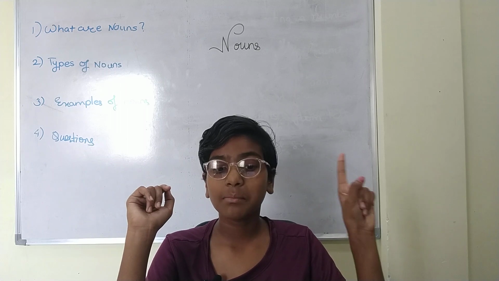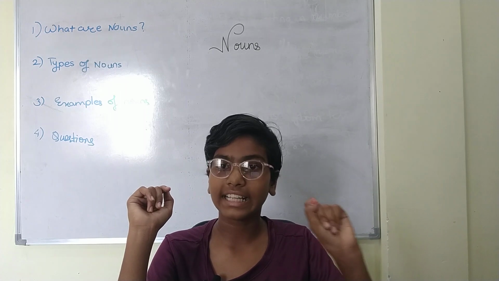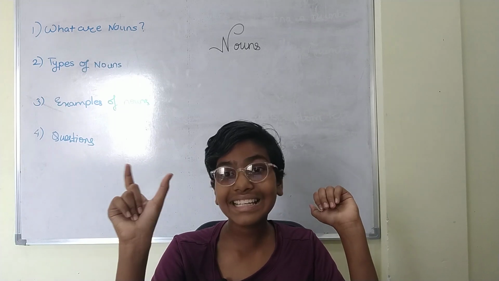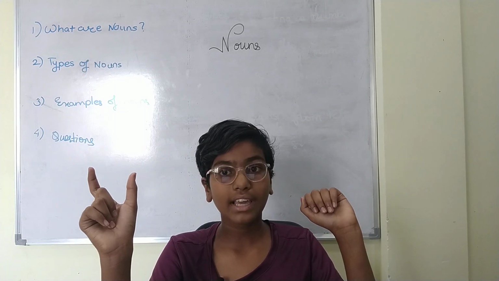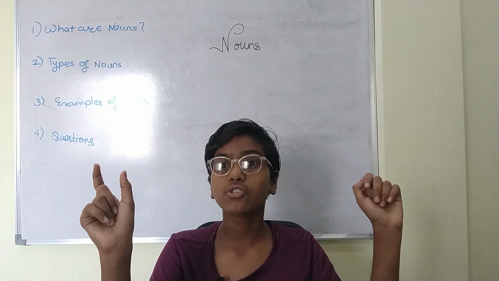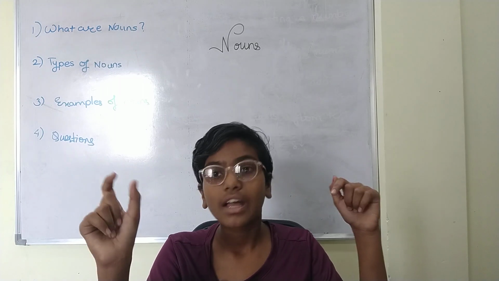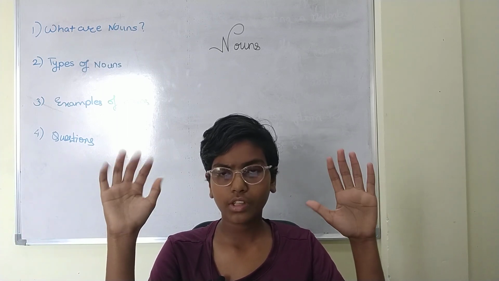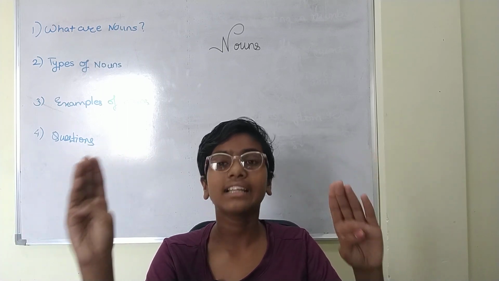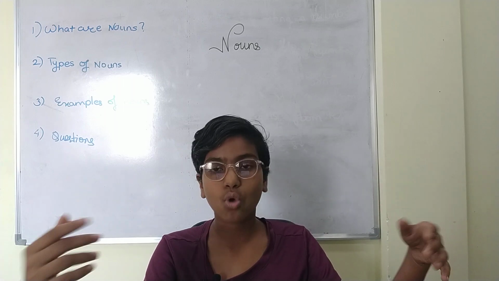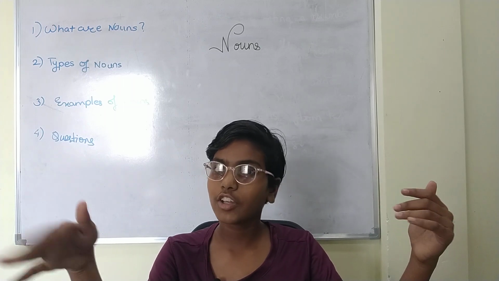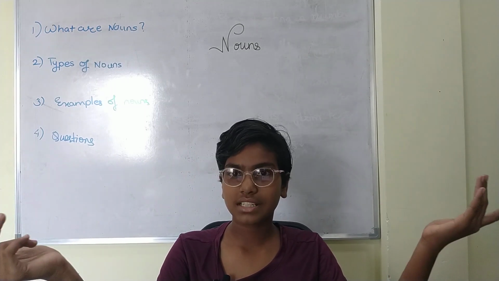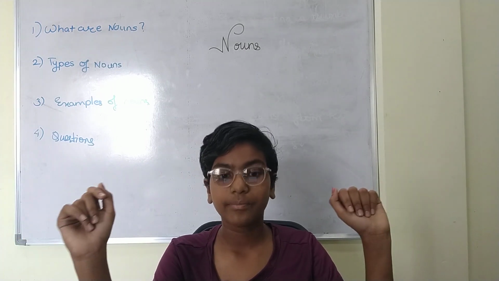Suppose I said Albert Einstein was a great scientist. He has made many theories. So here "he" doesn't become a noun. Why? We'll learn that in the next videos on pronouns. For now, just understand the definition and solve the examples. As we go further, nouns will become crystal clear, and the other chapters as well.